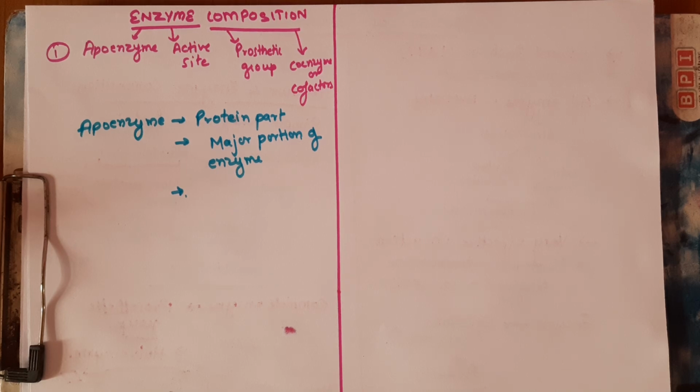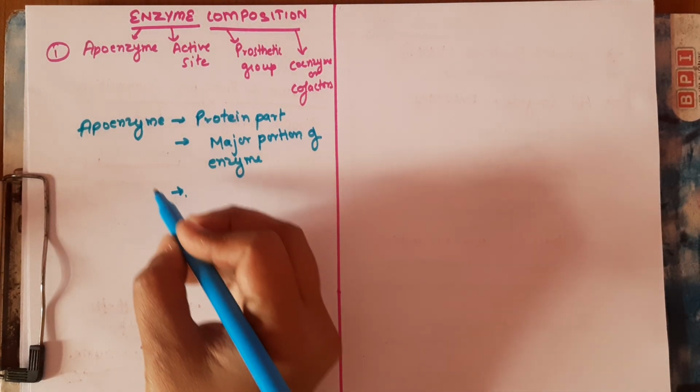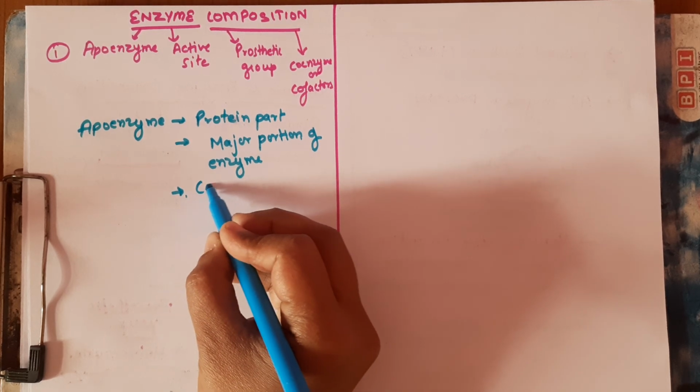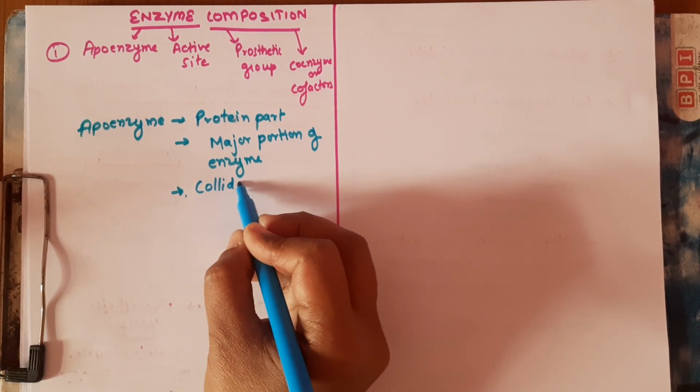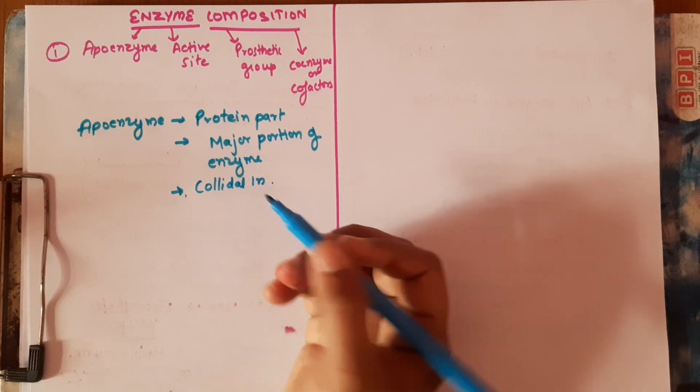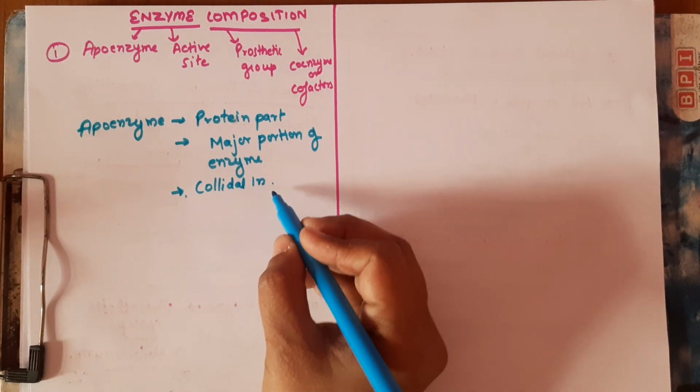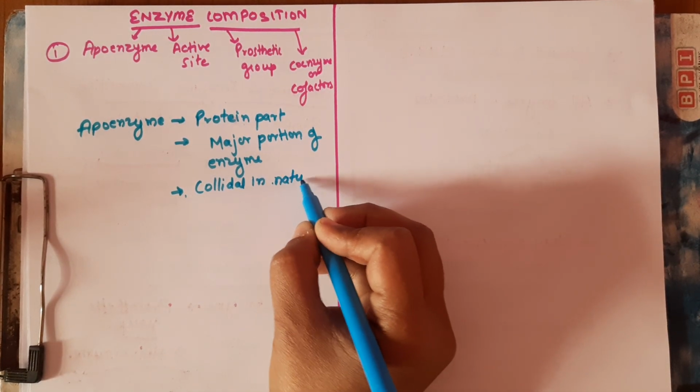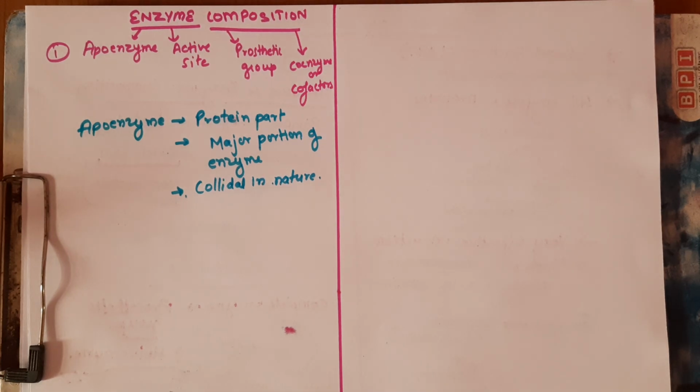So the proteins are colloidal in nature, so they will provide a very large surface area per unit of volume. And there are only few enzymes that are entirely made of protein. These enzymes are known as simple enzymes, for example urease, amylase, pepsin, etc.